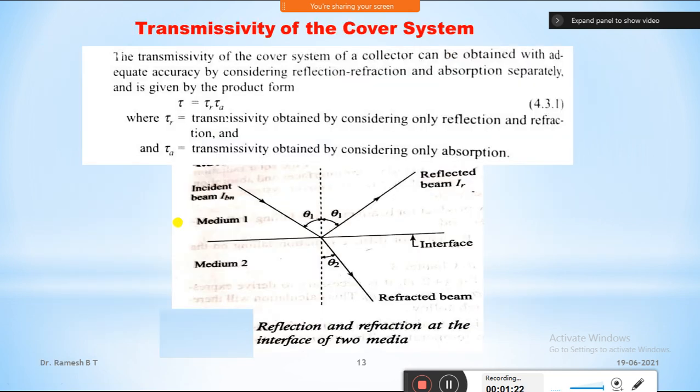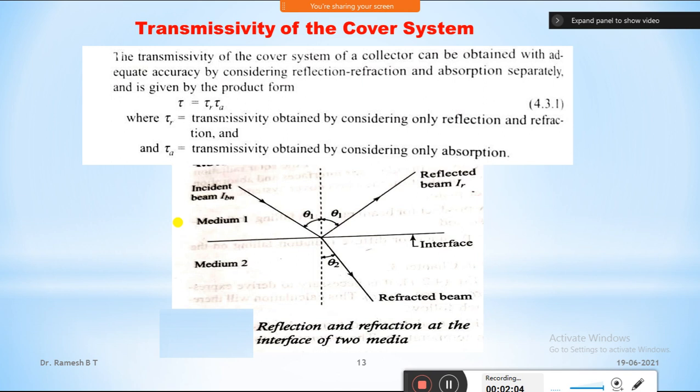Today we are going to discuss one important small derivation. It is a very important derivation for the examination; you may get questions on this. It is the transmittivity of the cover system, that is tau. Yesterday we discussed that S is the radiation flux from the sun on the absorber plate, and the S equation includes tau and alpha. Tau represents the transmittivity, which we will now discuss for this cover system.